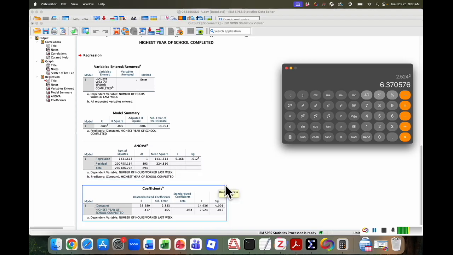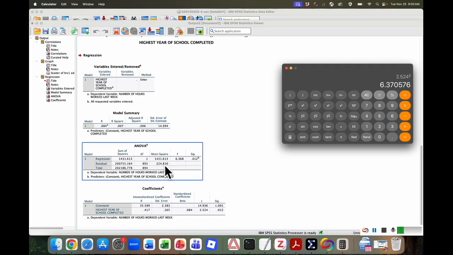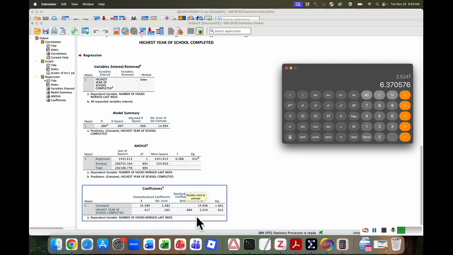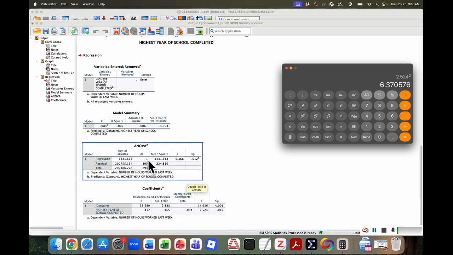But this goes back to how if you do an independent samples t-test and then you do that one-way ANOVA with those same variables, the F statistic from the one-way ANOVA will be the square of the t-test value. Now that is how to do linear regression when you have one predictor or one independent variable.